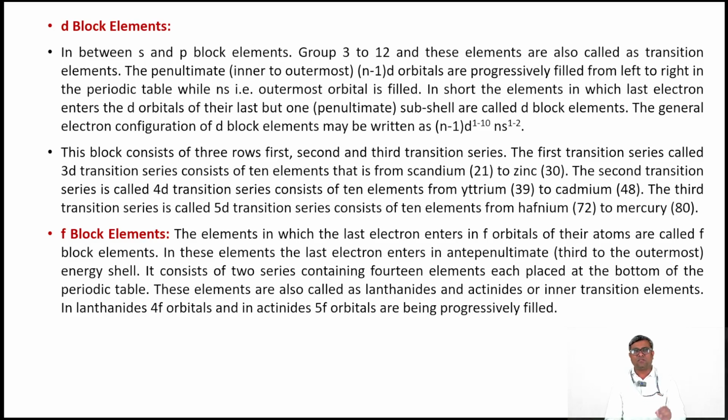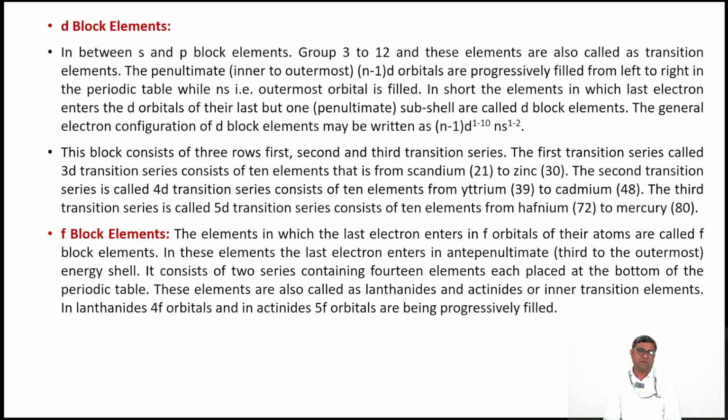Now, the d block consists of 3 rows: first, second and third. The first series or row is called the 3d transition series, containing 10 elements ranging from scandium to zinc. The second transition series is called the 4d transition series. Again it contains 10 elements, from yttrium to cadmium. And the third series is called the 5d transition series. It contains again 10 elements, from hafnium to mercury.